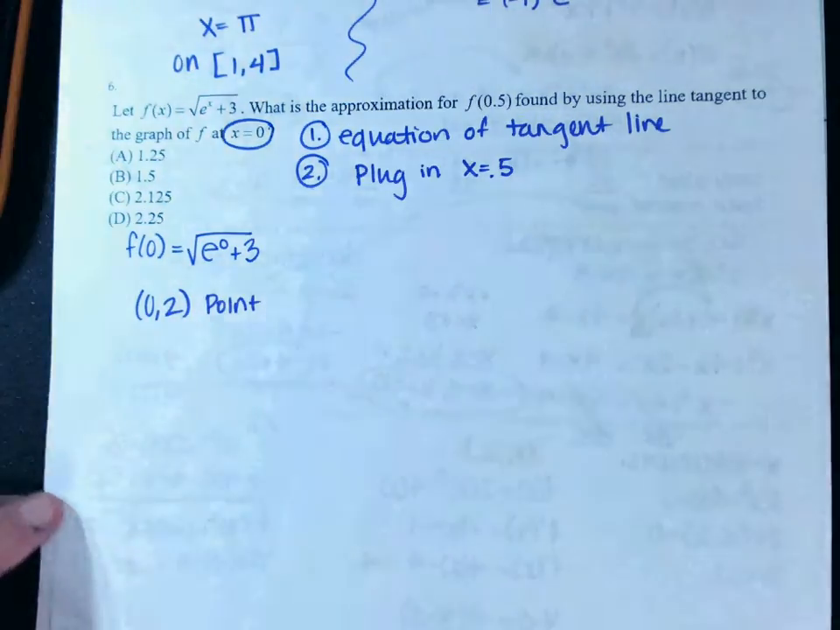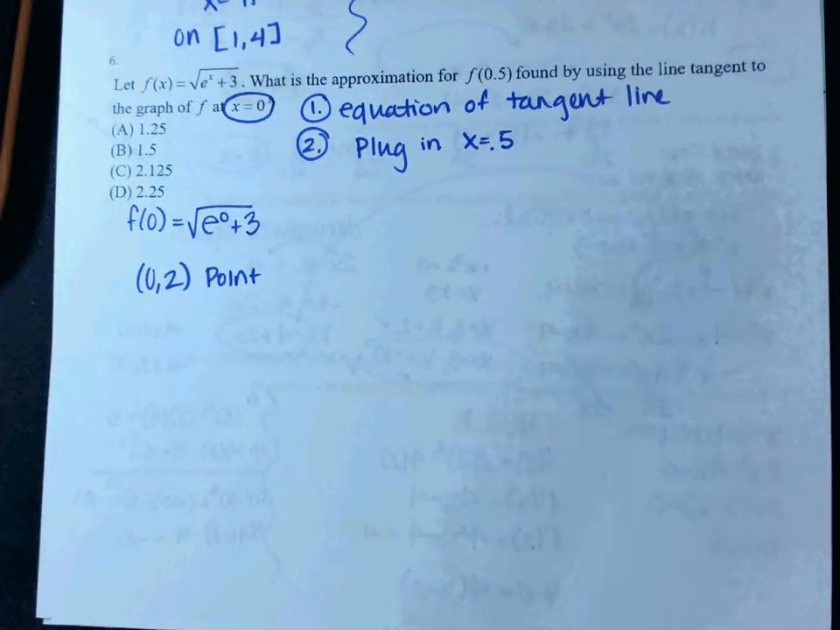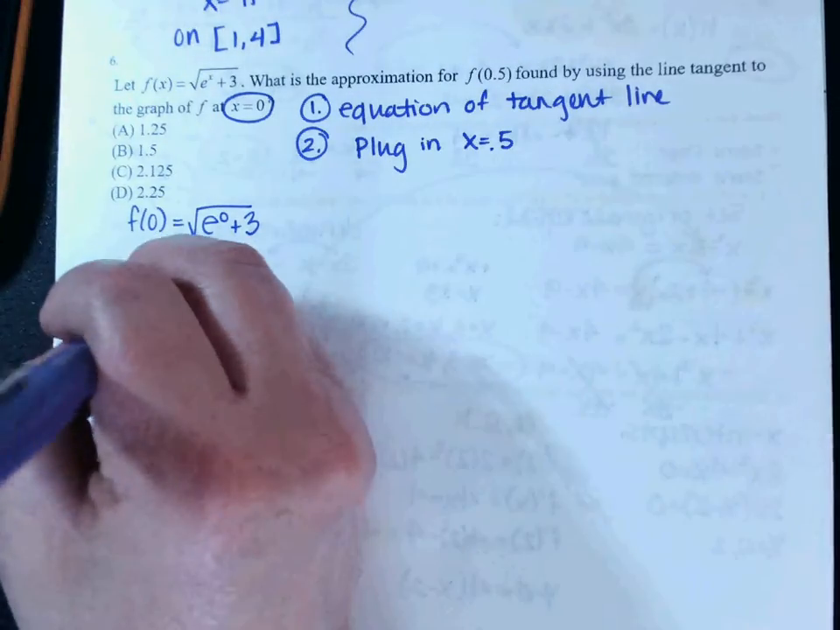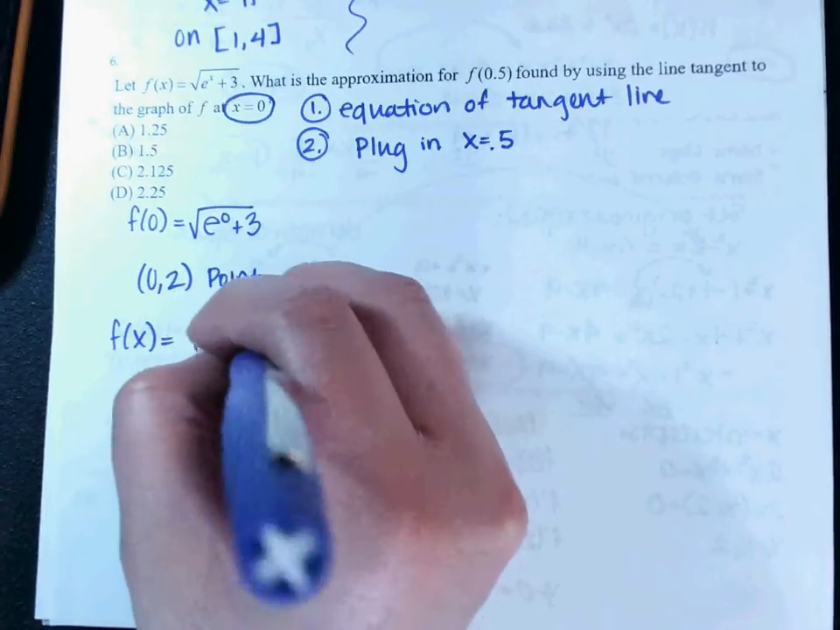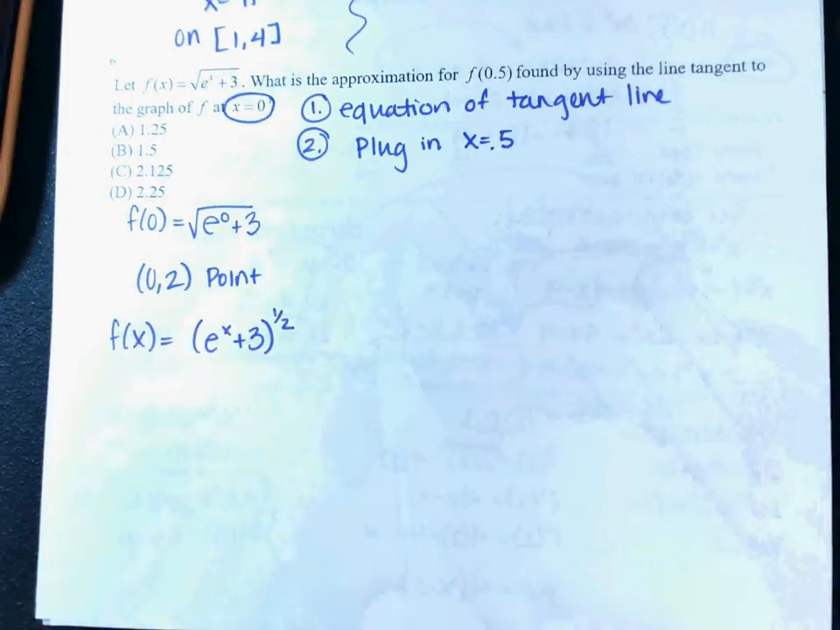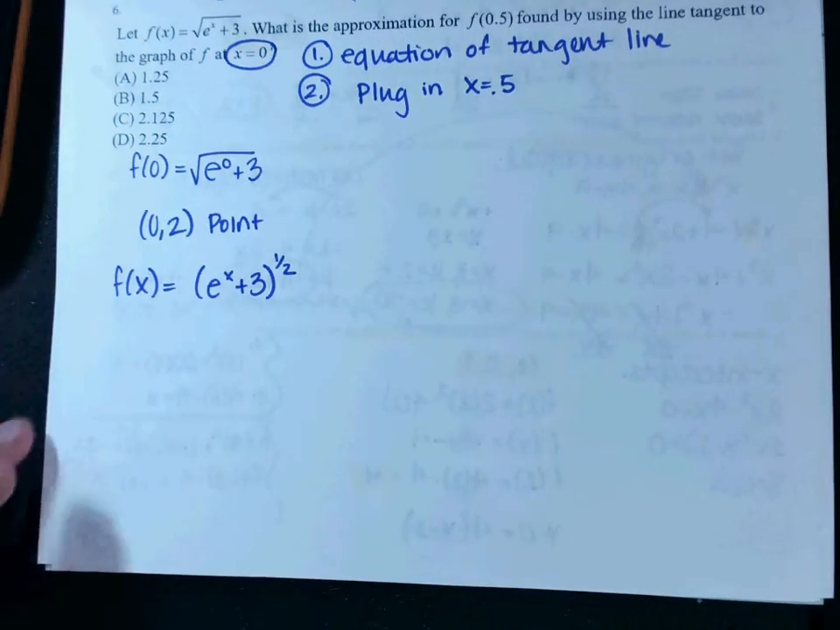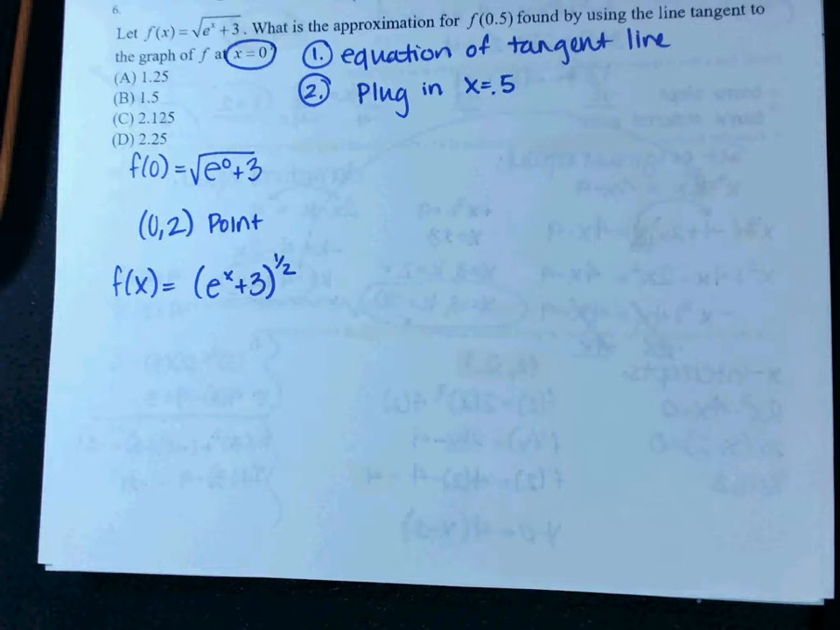Okay, next thing I need is my slope. Remember, for a slope, you're taking the derivative. I'm going to rewrite f of x like this. If it's a square root, that means really it's to the 1/2 power. So take the derivative. You're going to have to use chain rule, and then plug it in and do the rest.